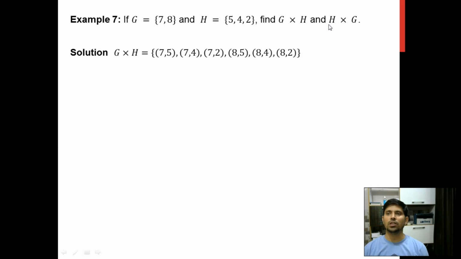Similarly, H cross G, it means first of all, here we will write the elements of H. The second element belongs to G. So you can see here (5, 7), (5, 8), (4, 7), (4, 8), (2, 7), (2, 8). You can see here both are not the same but have the same number of elements.